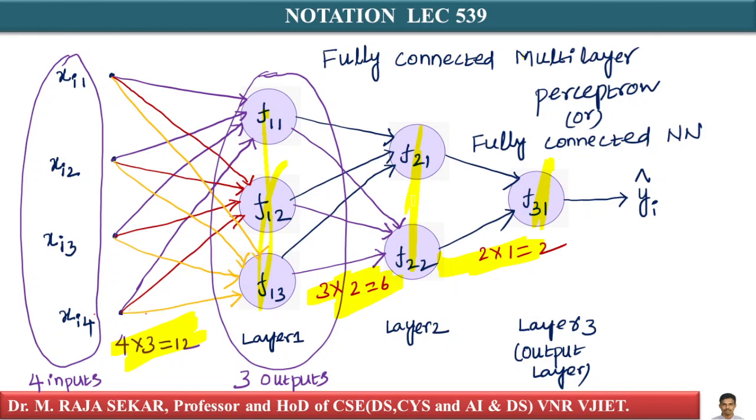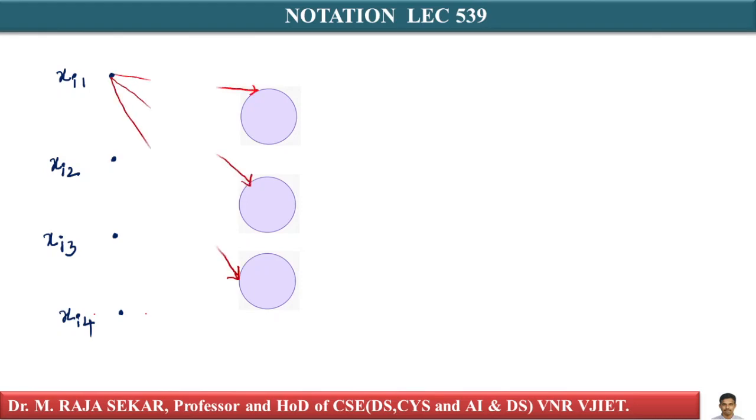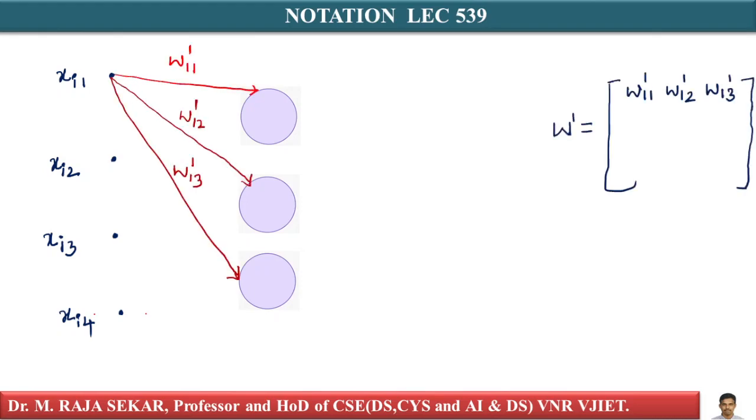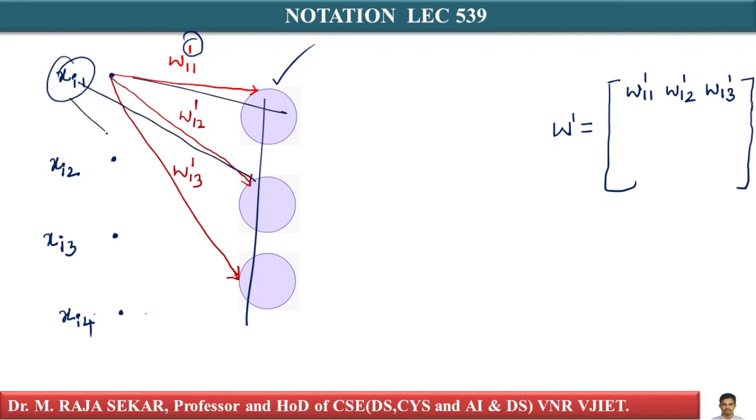Now let's look at it from the perspective of the first neuron. Just see what W_ij to the power k is. Power k means which layer? This is layer 1. It's going into layer 1, from first to first only. This is first to second. It is first to third, isn't it? That's what I am writing here.